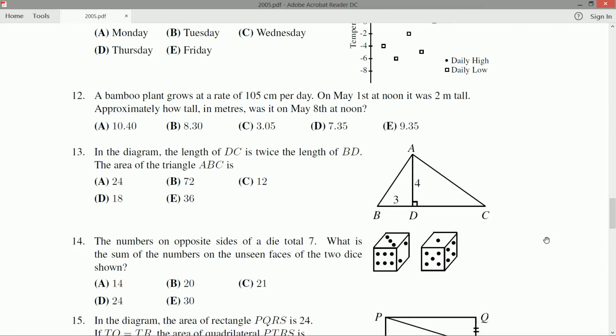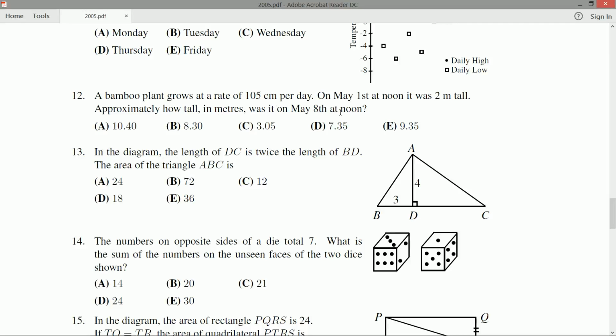And if you read the title of this video, you know we're going through question number 12. A bamboo plant grows at a rate of 105 centimeters per day, which is actually kind of fast, I think, for a plant. That's over a meter per day. On May 1st at noon, it was 2 meters tall. Approximately how tall in meters was it on May the 8th at noon?